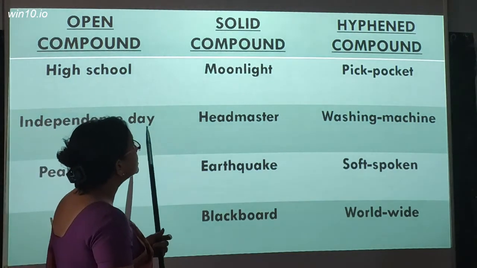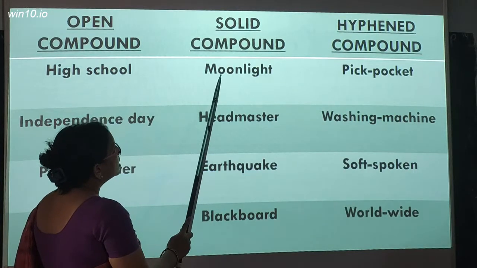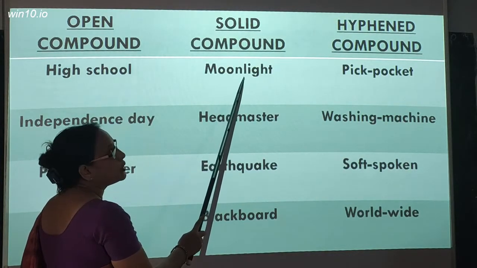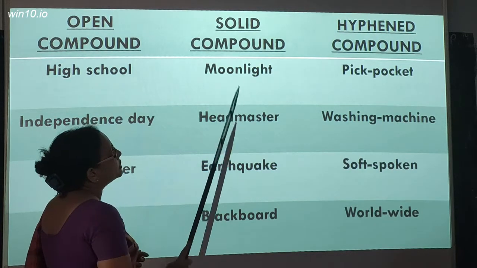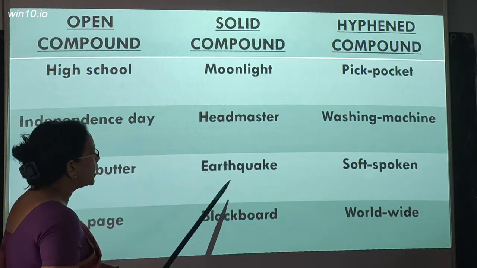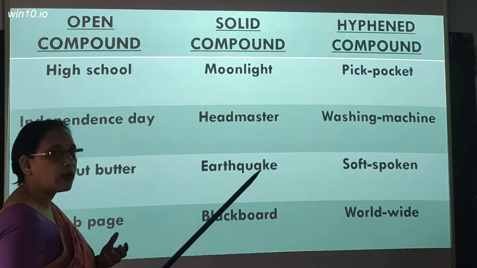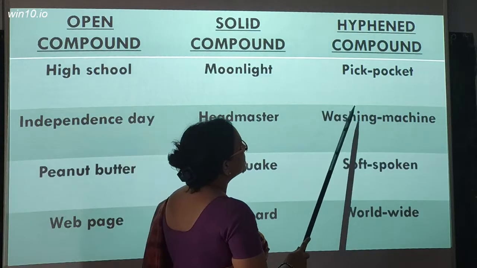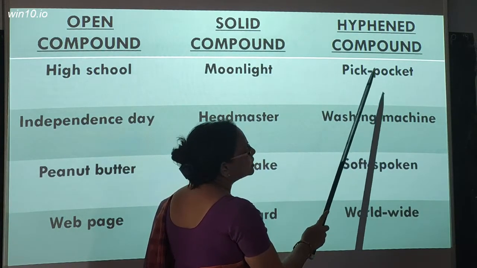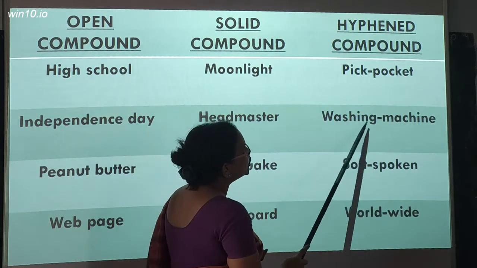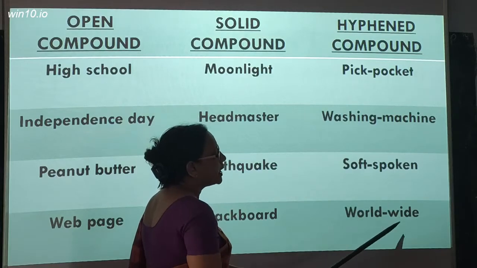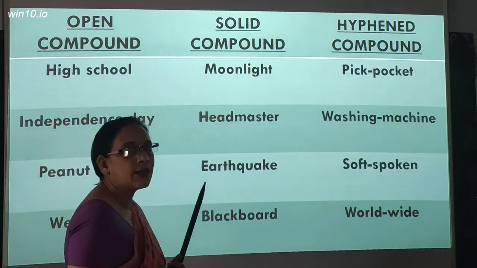Now what is solid compound? We have already discussed. Look at the examples. Moonlight: they are closely connected. There is no space and no hyphen. So this is solid compound. Headmaster, earthquake, and landmark. And how about hyphen compounding? Examples of hyphen compound: you can see pick-pocket. There is a hyphen between both the words. Washing-machine, hyphen again. Soft-spoken, hyphen again. World-wide, hyphen again. So this is compounding.